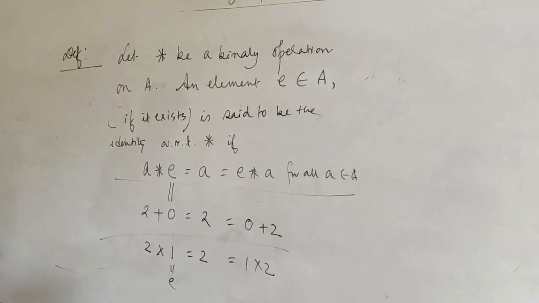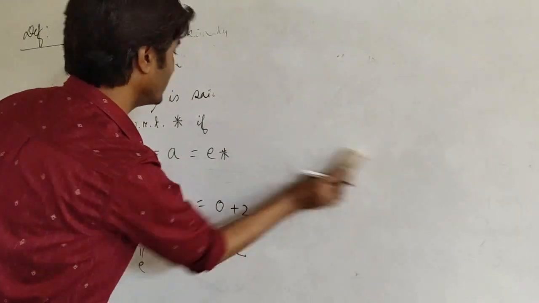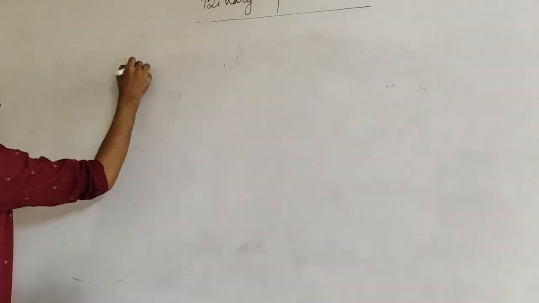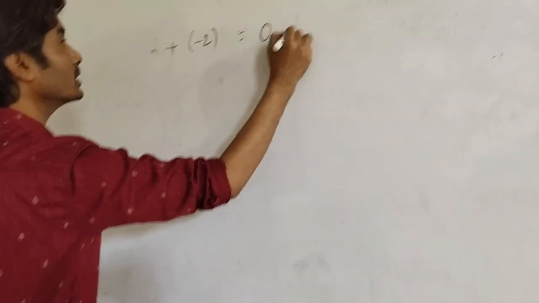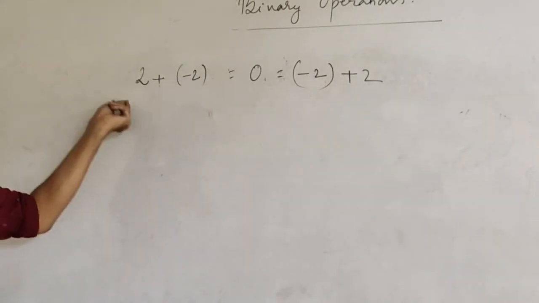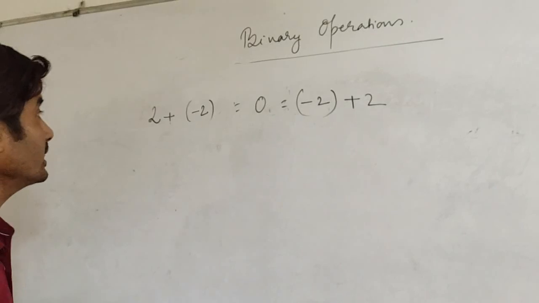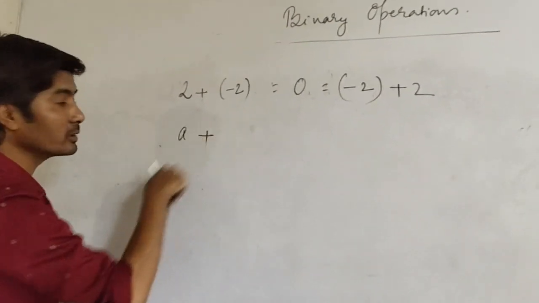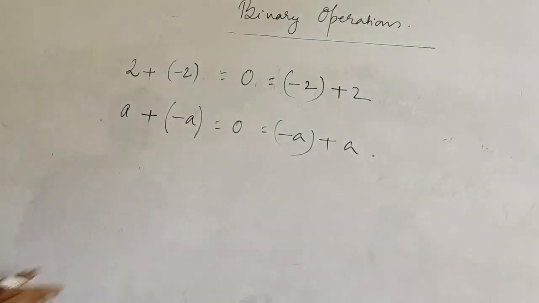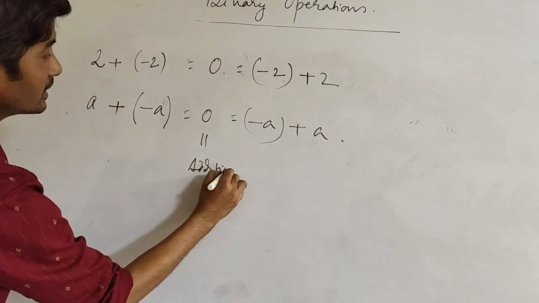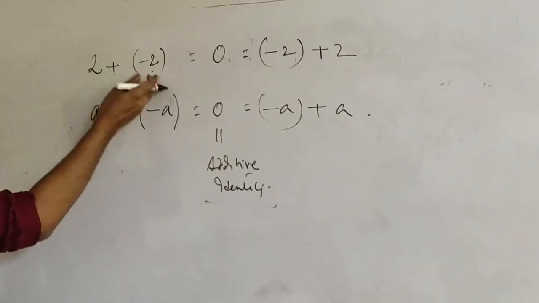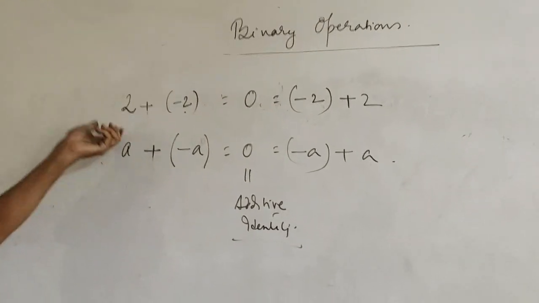Before going to the definition part, let me once again take an example from our fundamental mathematics. See here, 2 plus minus 2 is equal to 0 equals minus 2 plus 2. This is known to us. While adding 2 and minus 2, it becomes 0 equals minus 2 plus 2. And this is of course true for any real number A. That is, for any real number A, we can have A plus minus A equal to 0 equal to minus A plus A. And here, this 0 is the additive identity. Right? So this is the additive identity, and we say that minus 2 is the additive inverse of 2. Similarly, 2 is the additive inverse of minus 2.